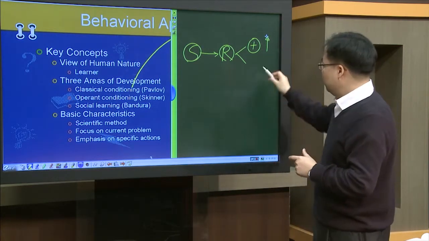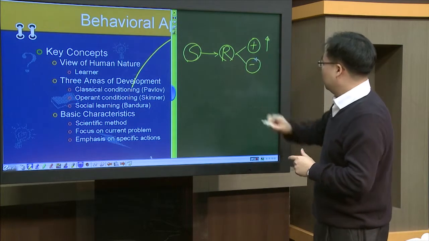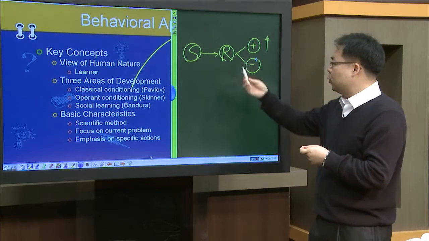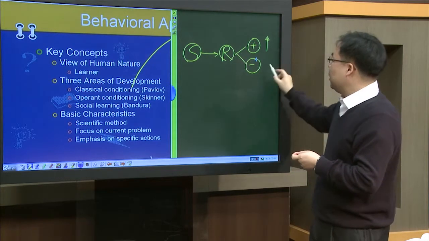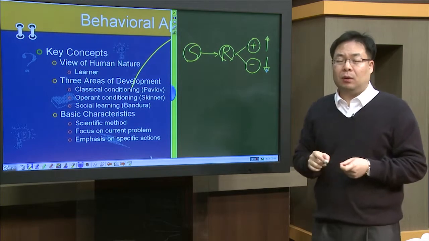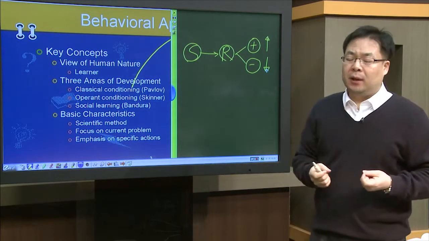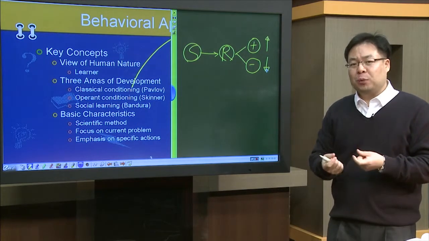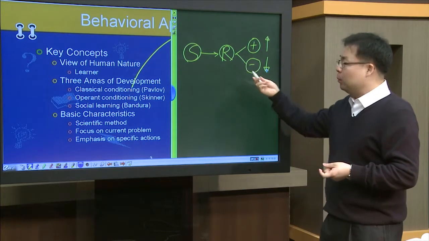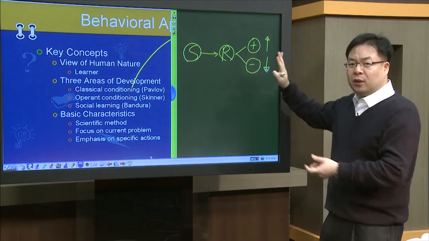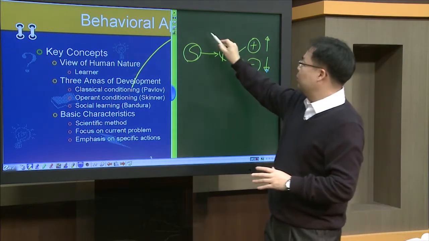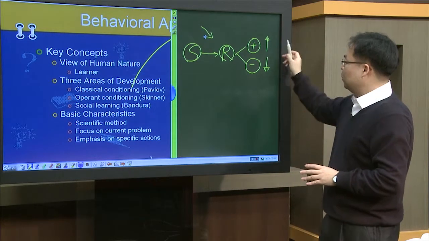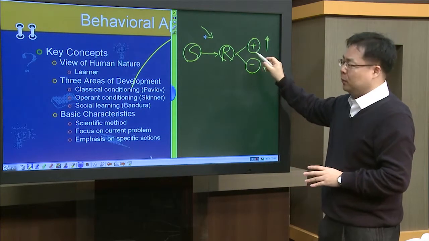However, if we present negative consequences to a certain behavior, that behavior will be decreased. If we reprimand, if we give punishment, then that behavior will be decreased. So this is the opposite way. Pavlov focused on this side, and Skinner focused on the after-behavior.